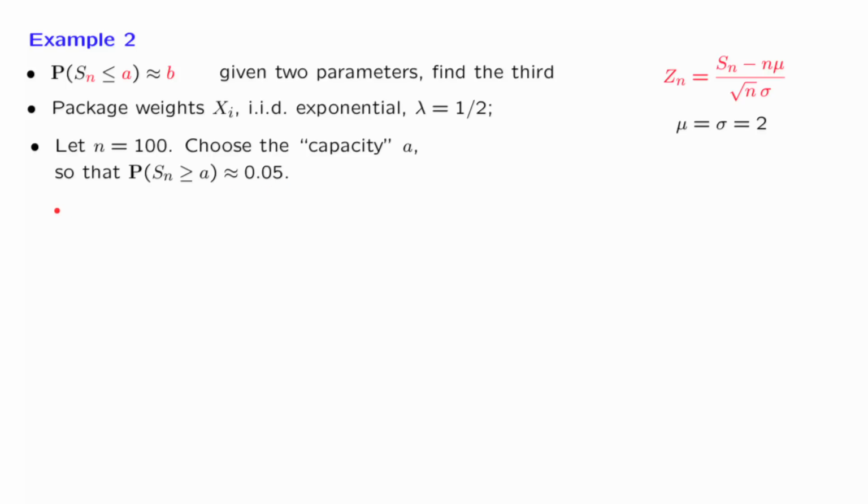So we proceed as follows. We want this number 0.05 to be approximately equal to this probability, but now we take this event and rewrite it in terms of the standardized random variable. That is, we start from both sides of the inequality and subtract n times mu, which is 200, and then divide by the standard deviation of Sn, which is this quantity, and which is 20, exactly as in the previous example.